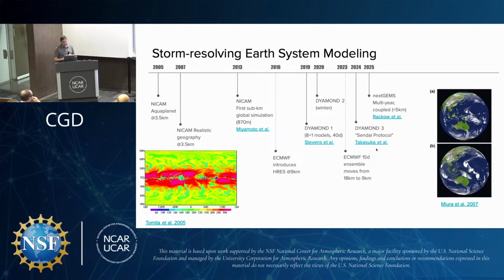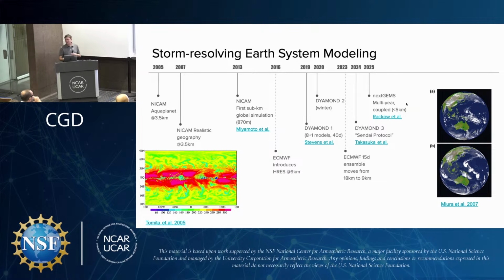Last year, the DYAMOND 3 protocol, sometimes called the Sendai protocol, was published. What they're doing now is asking for more models to participate, and the protocol is for a 1-year atmosphere simulation, resolving the entire annual cycle. This is going to produce a new and gigantic data set, and part of the motivation for the global hackathon that we're organizing next month is to take a look at these simulations. So we will have access to some of the early simulations for this DYAMOND 3 project.